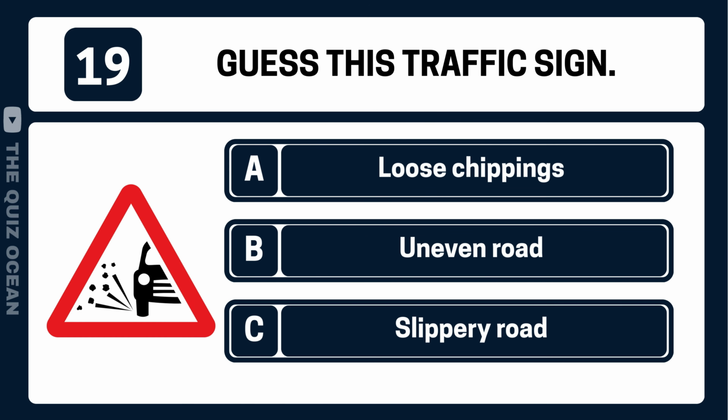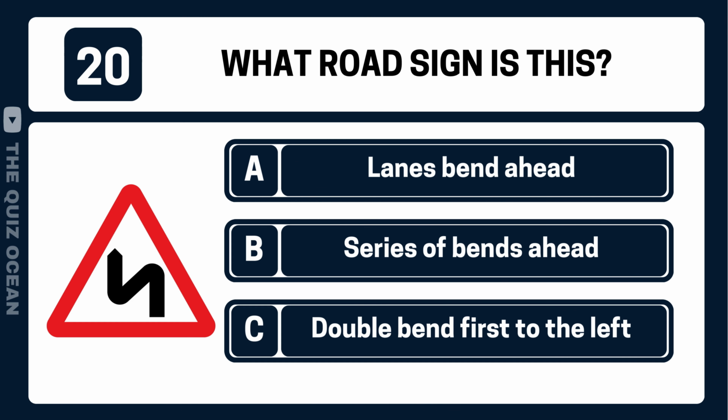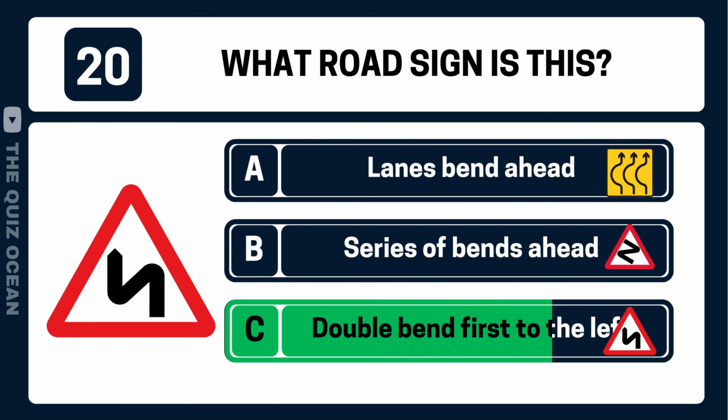Guess this traffic sign. Well spotted. This is the loose chippings warning sign. What road sign is this? Good observation. This sign warns drivers of a double bend, first to the left.